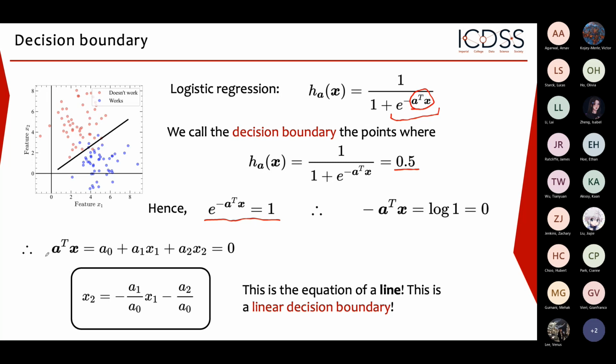And this thing, a transpose times x, is just equal to our linear regression, right? So we have a0 plus a1 times x1 plus a2 times x2. In this case, we only have 2 features. And that has to be equal to 0. Now, if I rearrange the terms, I get that x2 is equal to minus a1 over a2 times x1, minus a0 over a2. Okay, so this is indeed the equation of a line. So this is showing us that the decision boundary, which is where we are saying, okay, I have a higher chance of the model working, or I have a lower chance of the model working, is actually a linear decision boundary.